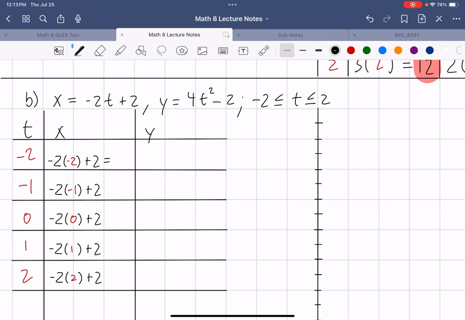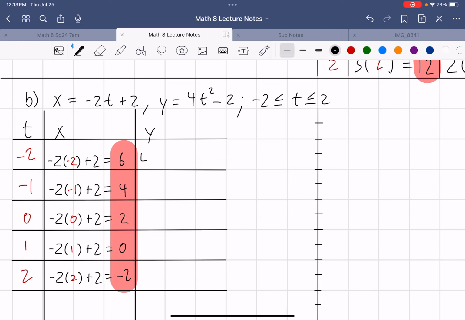So the first one, we know -2 times -2 is 4, plus 2 is 6. And then -2 times -1 is 2, plus 2 is 4. -2 times 0 is 0, plus 2 is 2. And then here we're going to get 0, and then we're going to get -2. Because -2 times 2 is -4, plus 2 is -2. And then we have all our x coordinates.